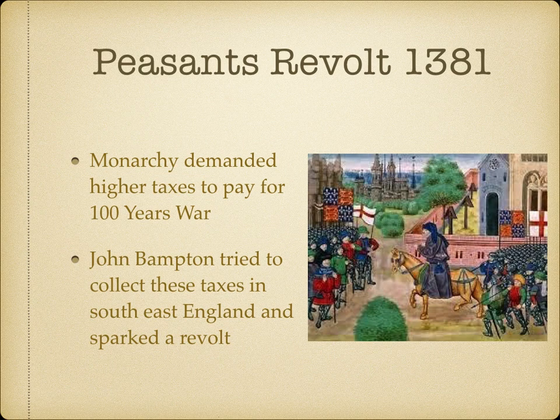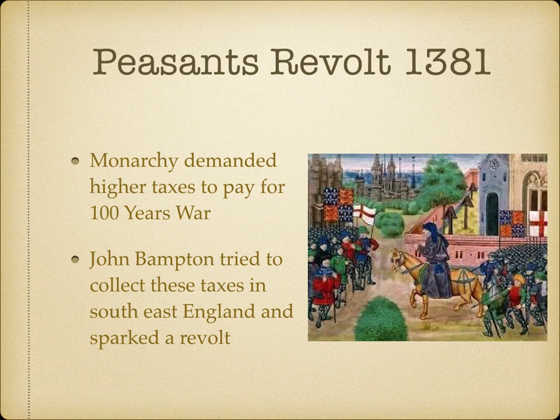So one of the most famous incidents in the Middle Ages in England was something called the Peasants Revolt, and this took place in 1381 in England. So the landscape of England had changed massively after the Black Death, which we will be looking at in a later video. But the monarchy were demanding higher taxes to pay for their 100 Years' War, which we've looked at before. The 100 Years' War, they were fighting against France.